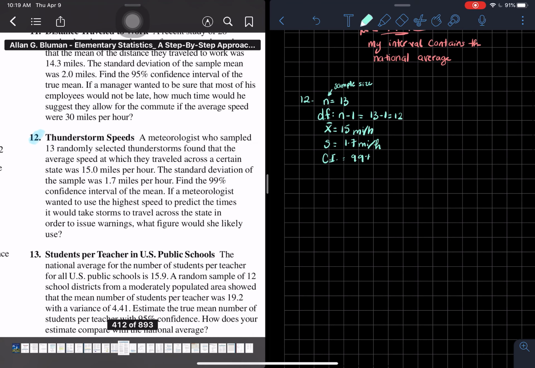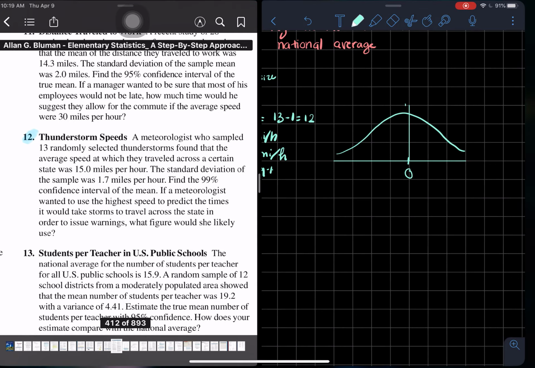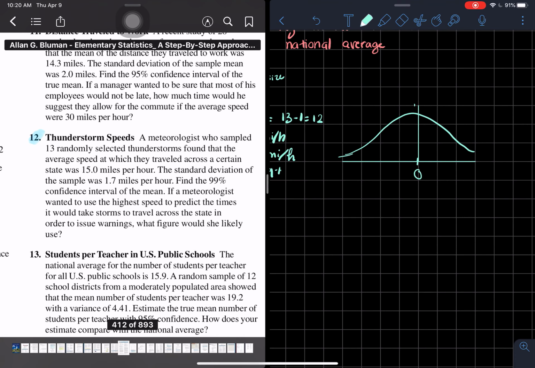Okay, so let's talk about my confidence interval. What is my confidence interval? I have my t distribution. Again, here it's going to be the mean. It's going to be still 0, basically, because it's also symmetric across 0. And just like my z distribution, it's going to always approach the x-axis but never really touch it.